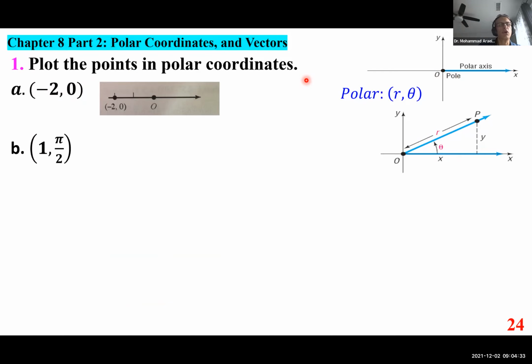For the next part, again, r comma theta, look at the second part, pi over 2. In essence, that gives us the vertical axis. You can call it the y-axis if you will. And we go how many units? 1 unit up. So it looks like that.